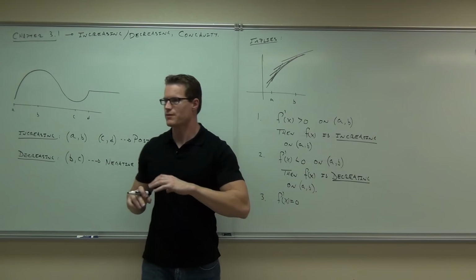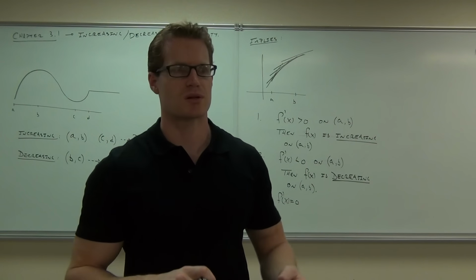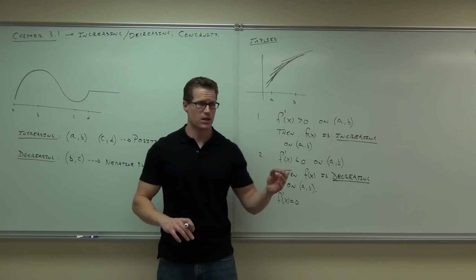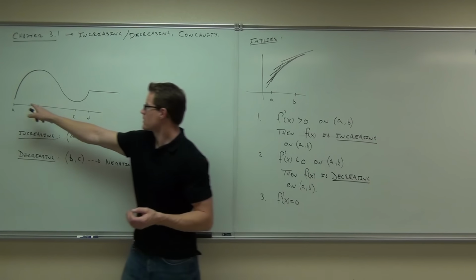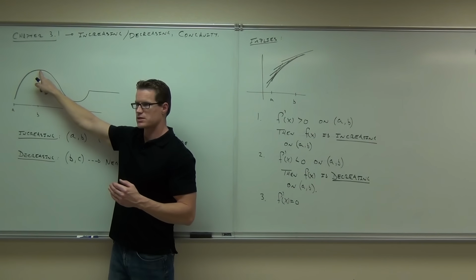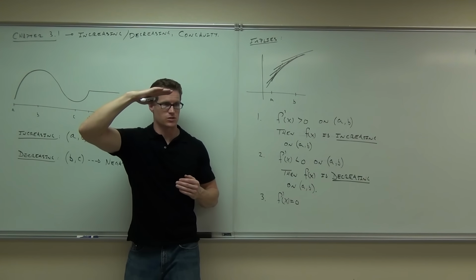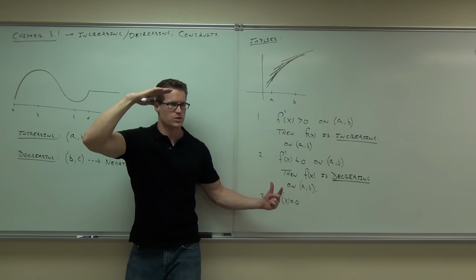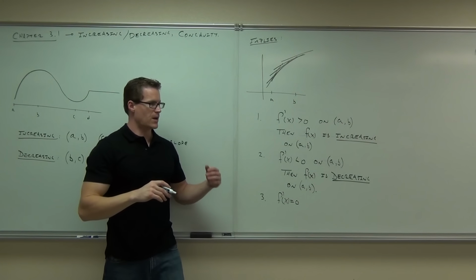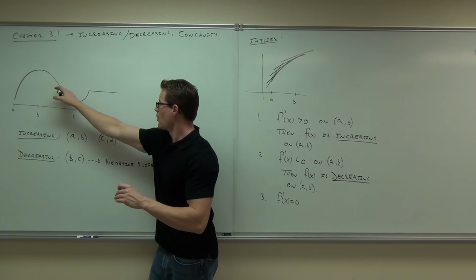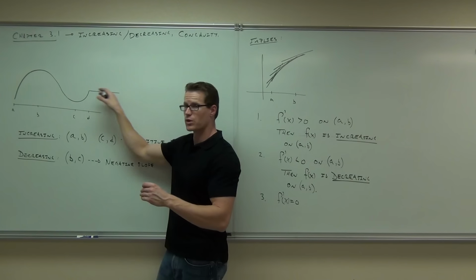The last case is, if f prime of x equals 0, so your slope is 0, then you're constant at that point or on the interval. So for instance, right here at B, our slope is 0, right? That means we're not increasing, we're not decreasing, we're constant right there. Constant means horizontal line, true? So if f prime of x equals 0, we're talking about a constant line right there. Typically that's a change from increasing to decreasing, or from decreasing to increasing, or that we're constant.